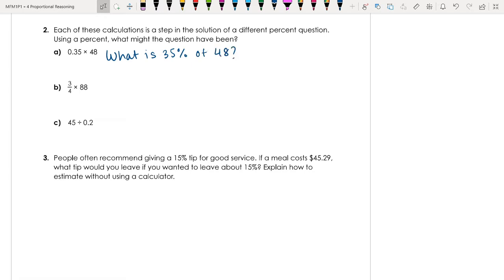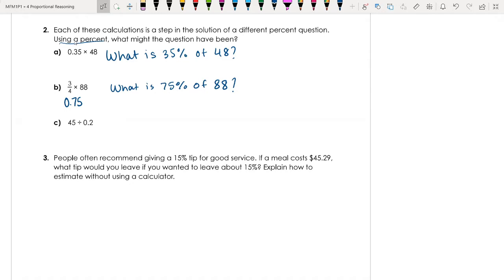Okay, then 3 over 4 times 88. Now 3 over 4, if we write that as a decimal, so we do 3 divided by 4, we get 0.75. And now we basically have the same question as A, which is what is 75% of 88? Okay, and the question could also be what is 3/4 of 88, but it's asking us to use a percent. So what is 75% of 88?